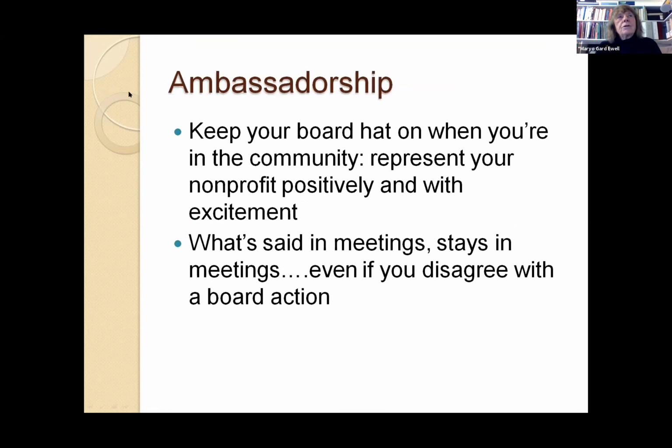Serving as ambassador is vital. It's another role of yours. Whenever you're in the community, remember you wear a board hat. Represent your organization positively and with warmth and excitement. Talk up the great things you do. The better your nonprofit's reputation, the more receptive donors, government, other community organizations, and prospective new board members are going to be. And what's said in the meetings stays in the meetings.